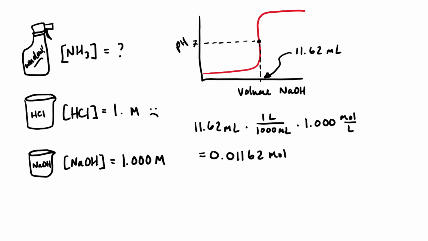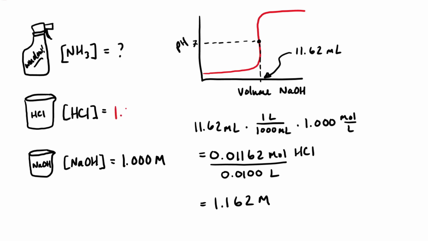0.01162 moles of hydrochloric acid in 10.000 milliliters, telling us that the concentration of HCl in our strong acid solution is 0.01162 divided by 0.01 liters, giving us a 1.162 molar solution. And now that we have the concentration of the strong acid solution at a much higher precision, we can use it as a standard against which we determine the concentration of ammonia in the window cleaner.